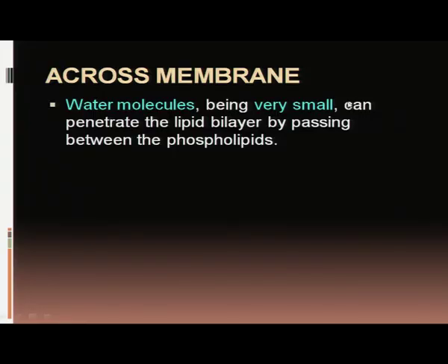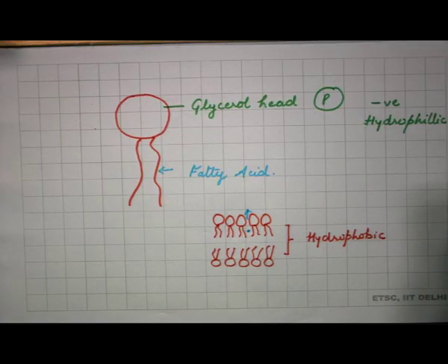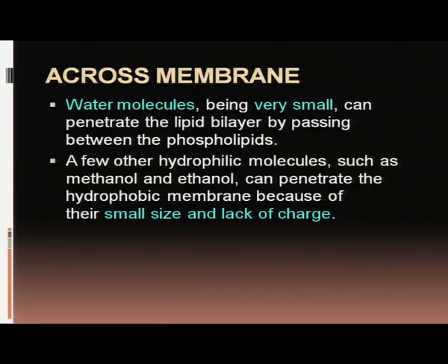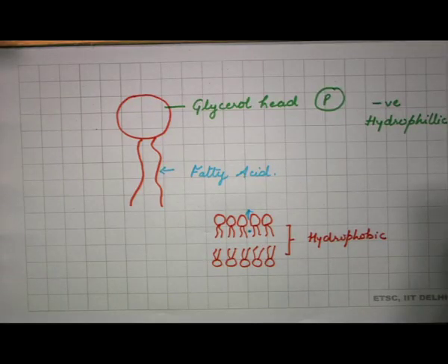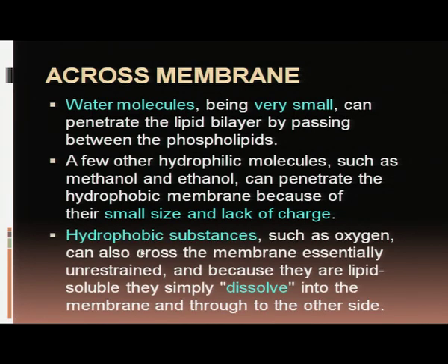The water molecules, which are very small, can penetrate the lipid bilayer by passing between the phospholipids. Just because they are very small, they simply pass by penetrating it. Similarly, a few other hydrophilic molecules such as methanol and ethanol can also penetrate the hydrophobic membrane because of their small size and lack of charge. Though they are hydrophilic, yet they can pass through this hydrophobic part because of their small size and lack of charge. And what about the hydrophobic substances?